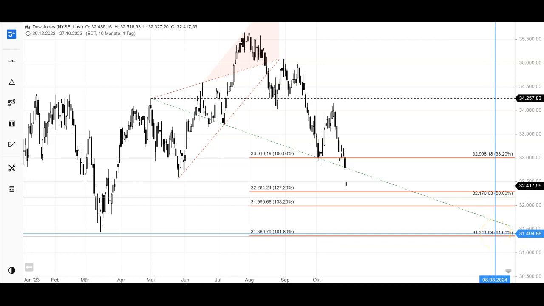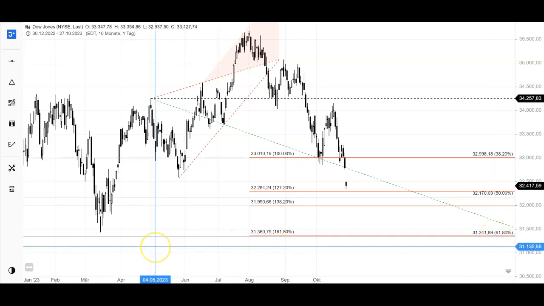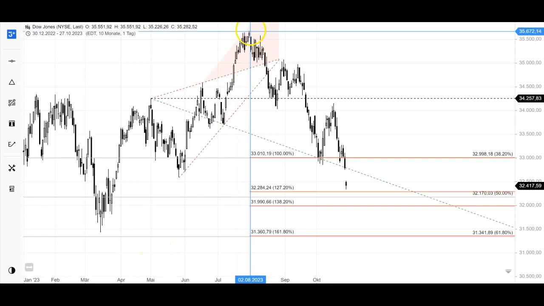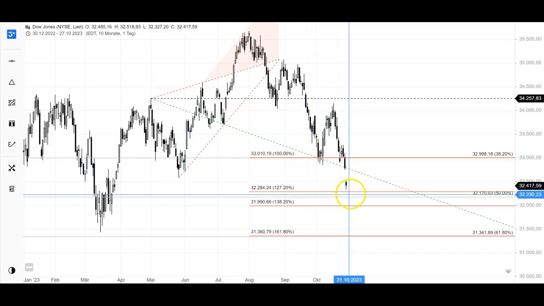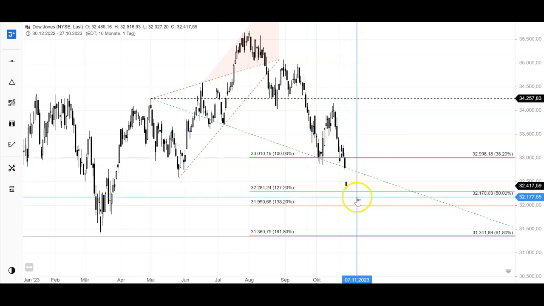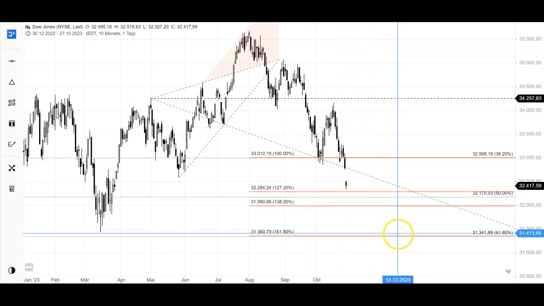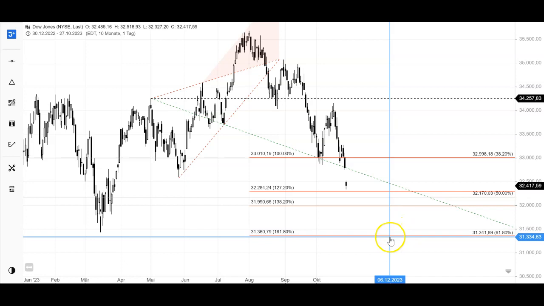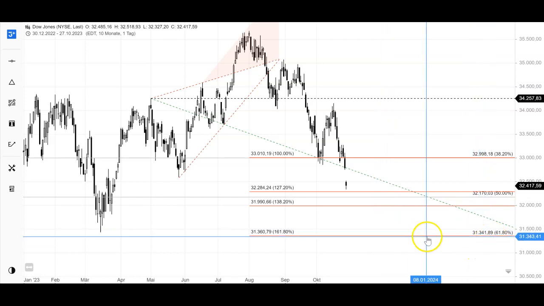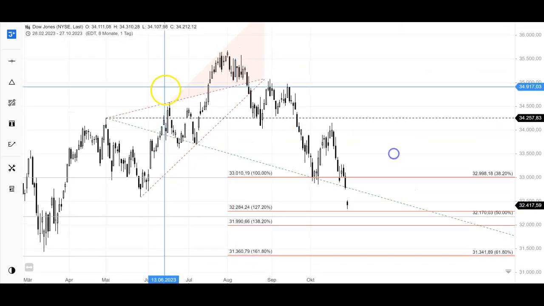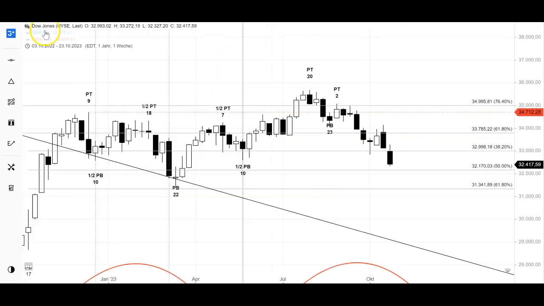It's that rally from last year October all the way to that high. We retraced already 38.2, we bounced off. We probably see another bounce here at the 50% retracement, and we probably find a bottom here sometime in November at 31.341 if our plan works out.